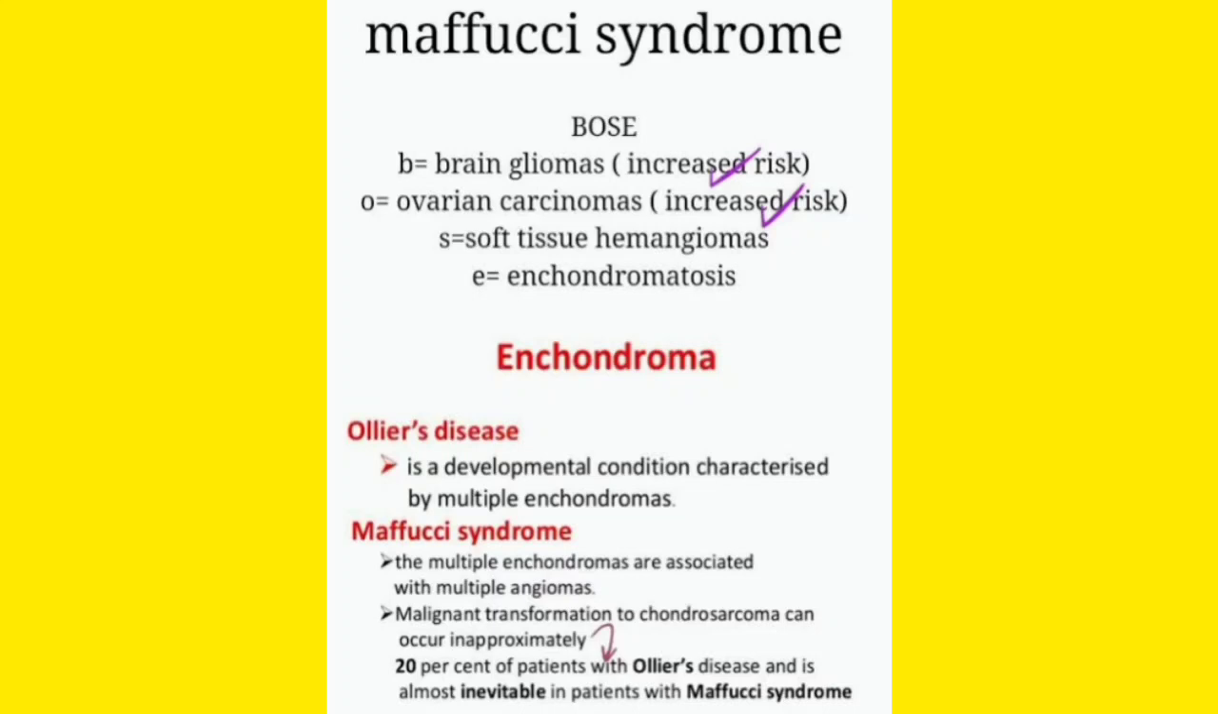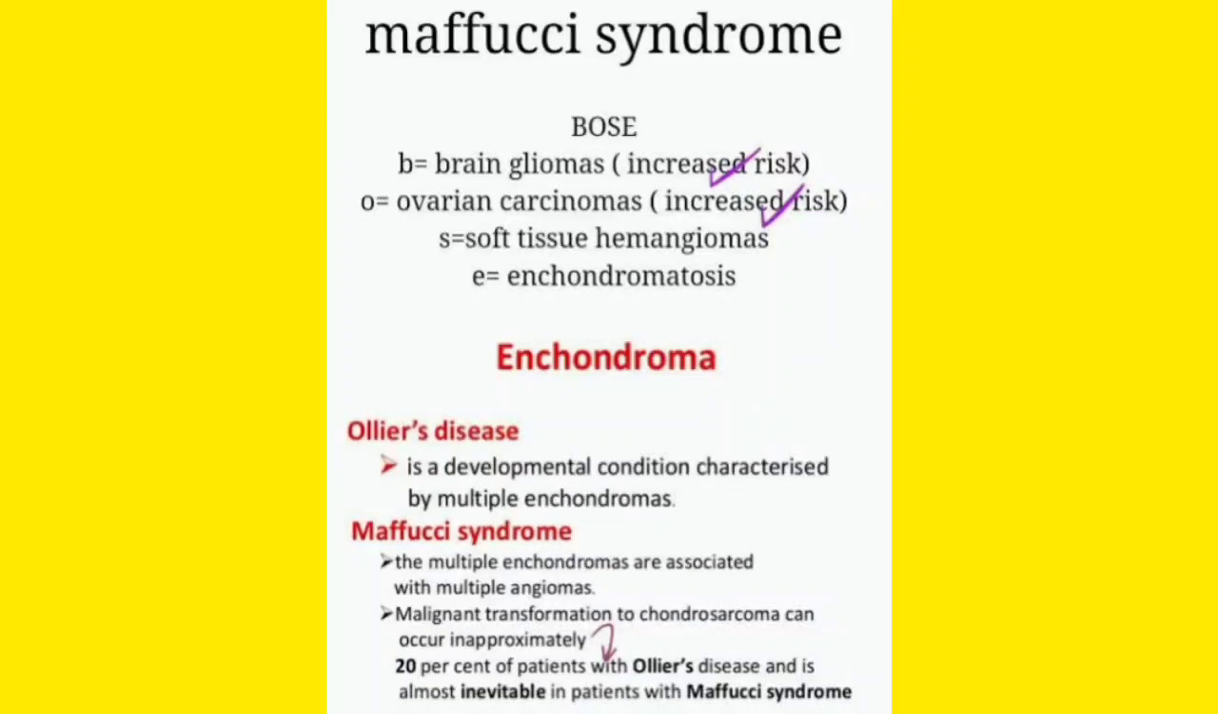The mnemonic of Maffucci syndrome is BOSE. B-O-S-E. What is BOSE? B means brain glioma. O means ovarian carcinoma. S means soft tissue hemangioma. E means enchondromatosis. So remember this BOSE mnemonic, B-O-S-E.